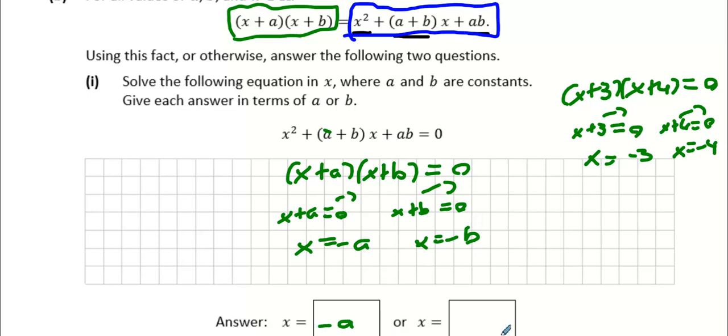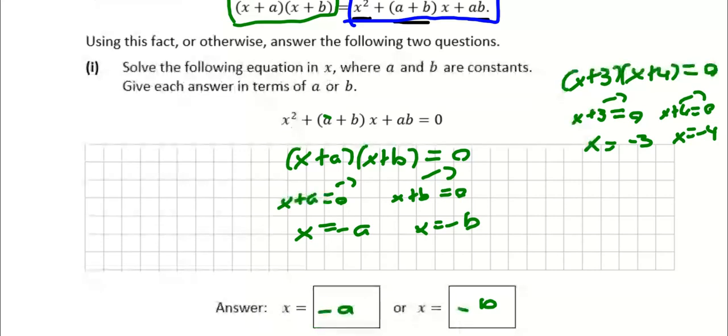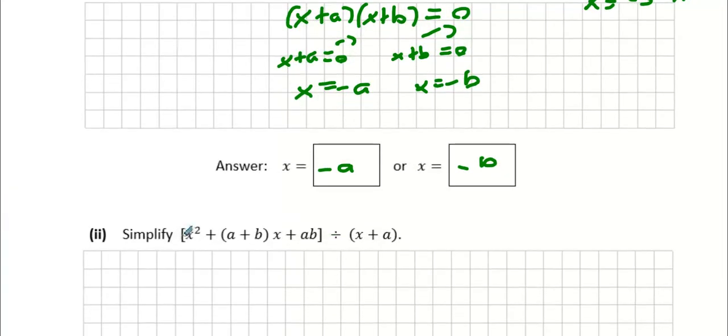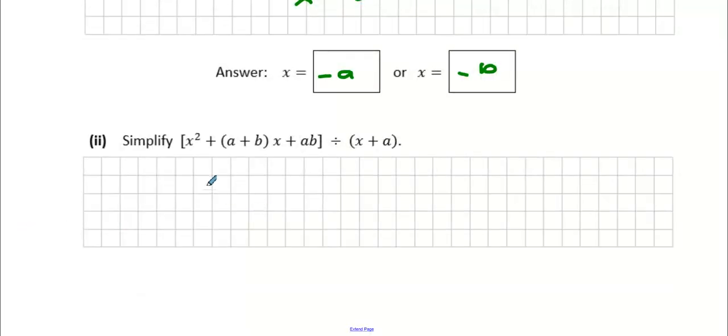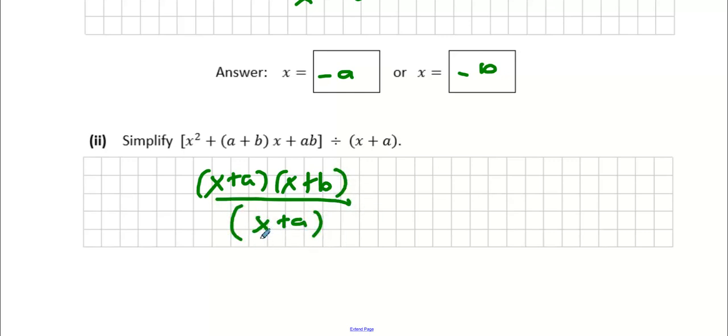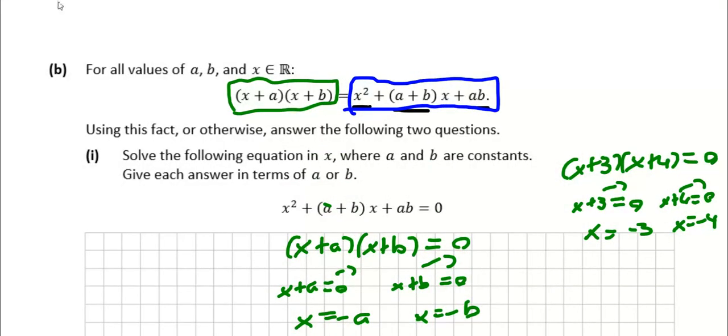Very unusual question, quite confusing actually. Now, then we go down one, and it says simplify this. Once again, this is the blue box. I'm just going to replace it with the green box. So we're dividing x plus a by x plus b, all over x plus a. And once again, these are exactly the same, so they cancel, and the answer is just x plus b. Quite a tricky question at the end, guys, to be honest. Okay, so that's question 4.